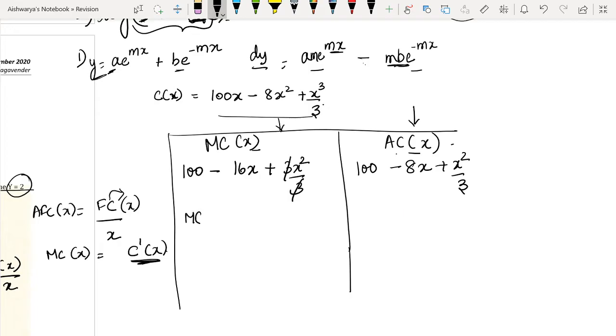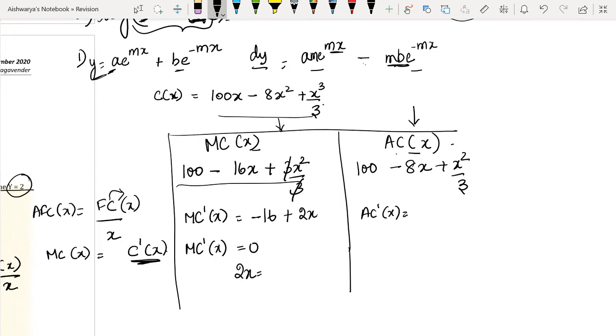So first find the first order derivative of both. First order derivative of this: 100 is a constant and will vanish, then minus 16 plus 2x. We always equate it to 0 to find the value of x. Let's say this is equal to 0, so 2x is equal to 16, x is equal to 8.